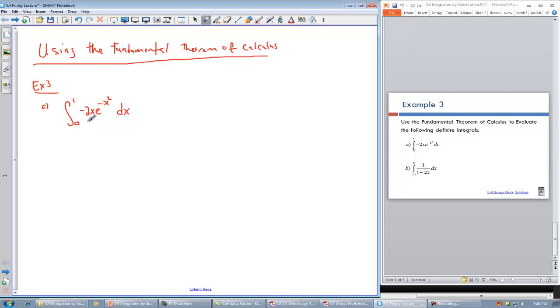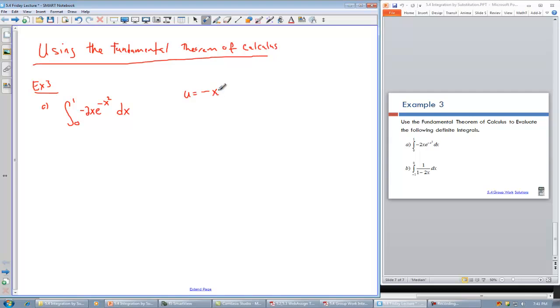And this is not one of our 4 types. Okay, it's not a constant. It's not just a power of x. It's not just e to the x, and it's not 1 over x. So we can't integrate it. So we have to use substitution. So we're going to let u be equal to, and you have 2 choices really, minus 2x or minus x squared. If you choose minus 2x, you would be wrong.